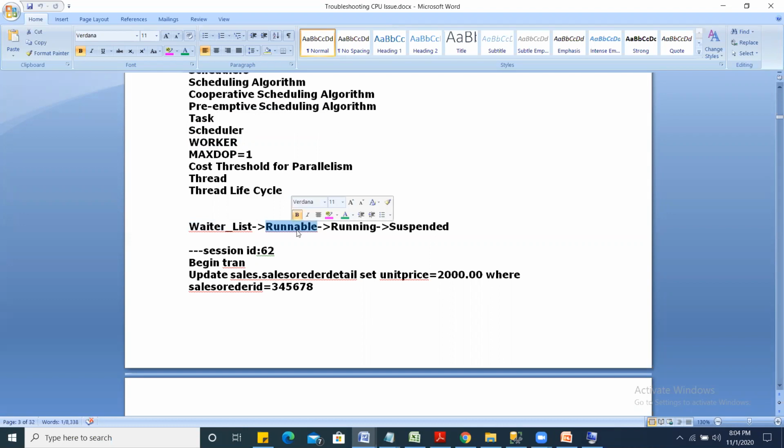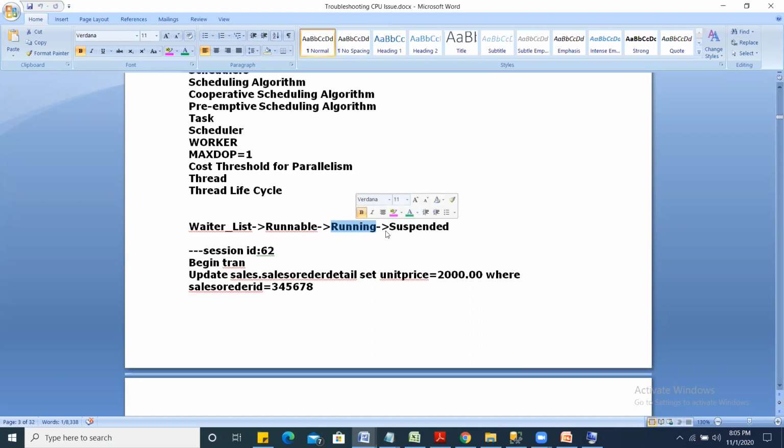The worker is assigned. Now here it is waiting for the assignment of a quantum, that is the CPU time of 4 ms. When the quantum of CPU is assigned to the thread, it enters into the running state. Your thread starts executing here. Your query starts executing for 4 ms.